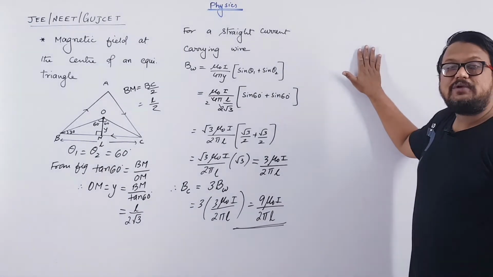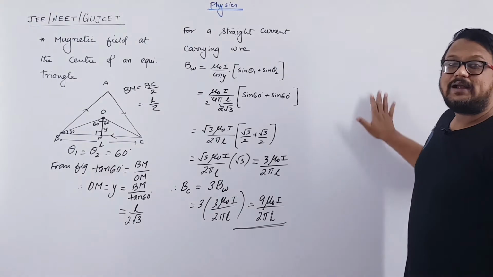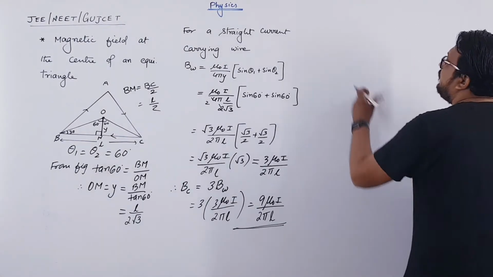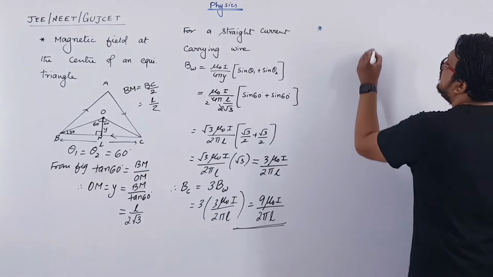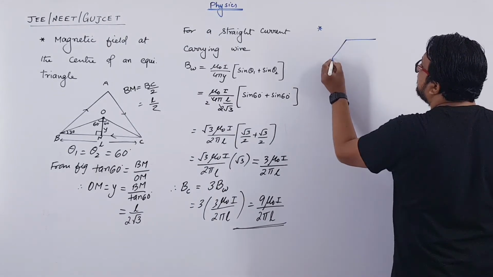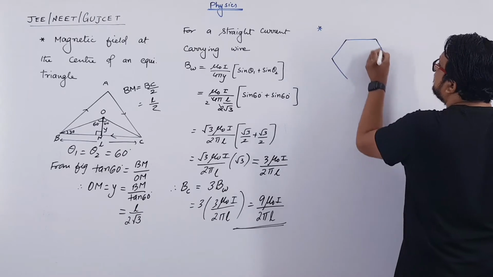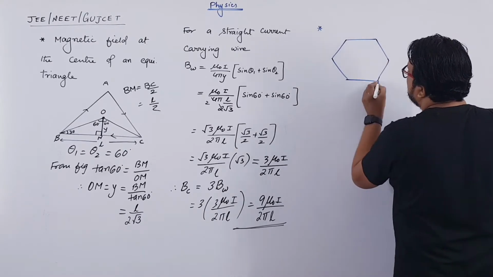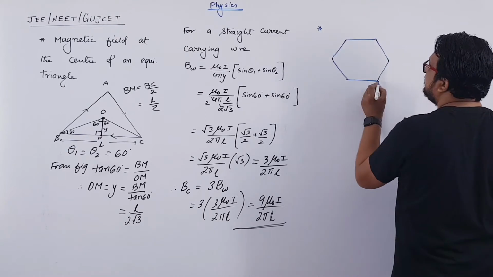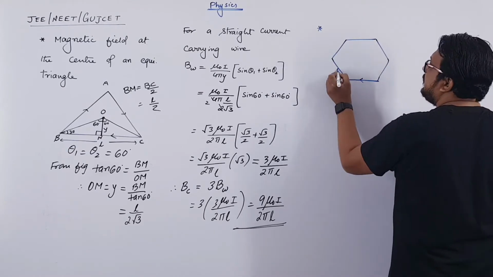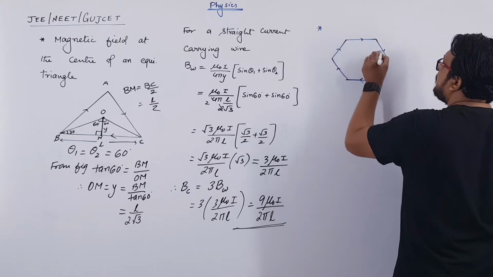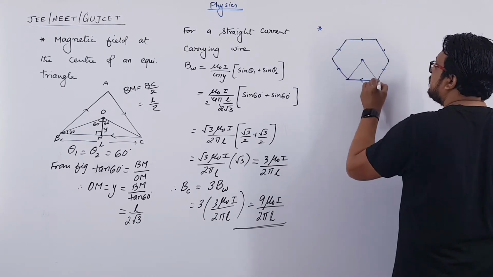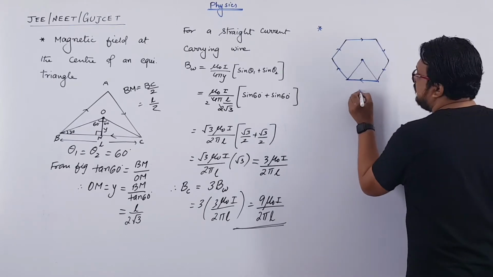Look, square we have already discussed. You have to find for rectangle as well as hexagon. Say for example for hexagon, let us say this is that hexagon, right? Current is flowing in the same direction. We want to find the magnetic field at the center. Let us say the length of each side is L.